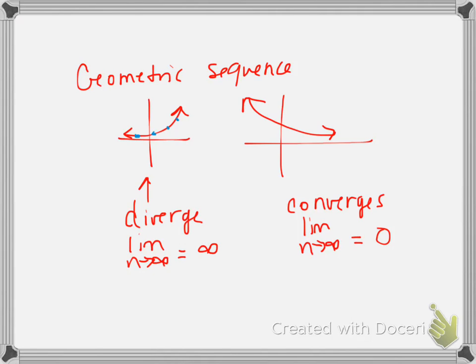Now, the thing that makes the exponential function either go up like that or go down is the r. And if the absolute value of r is less than 1, because I don't care about the negative, then it will converge. Otherwise, the series is going to diverge. So if you have a geometric sequence, it converges if the ratio, the thing you're multiplying by every time, is less than 1, and it diverges all other times.